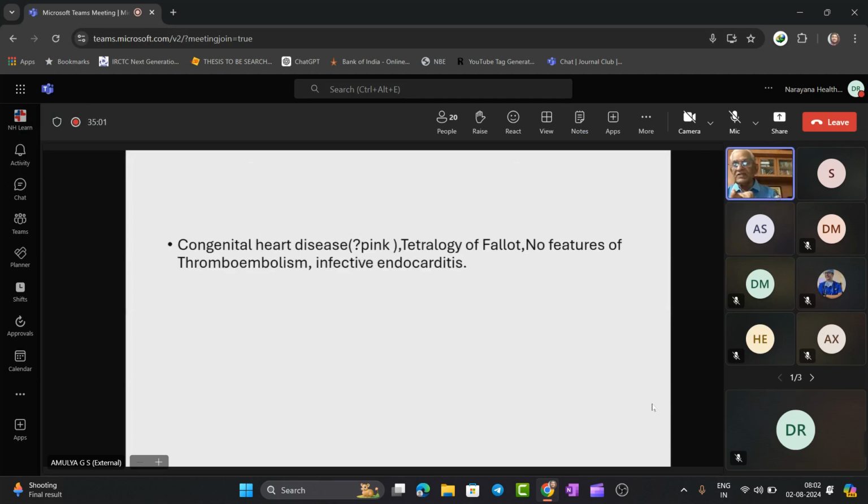So the second heart sound is very important in the diagnosis. And the ejection murmur. A ventricular septal defect doesn't give an ejection murmur. It gives a pansystolic or holosystolic murmur.